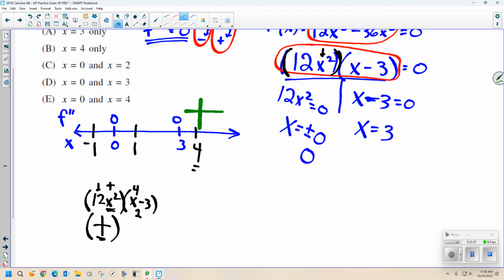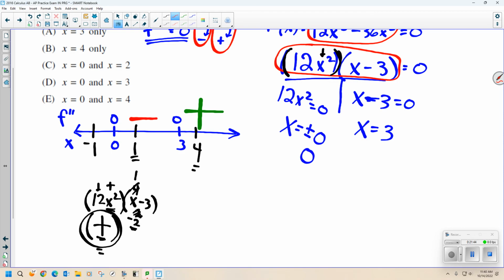Let's try the number 1. Again, this is always positive. But what happens if I put a 1 here for this x? I get negative 2 now. A negative number times a positive number will indeed give me negative. So right here, it's negative.